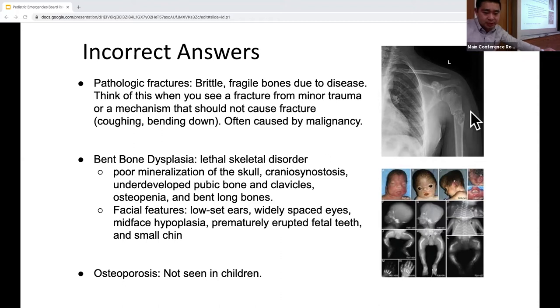Bent bone dysplasia, pretty uncommon, not too much to know about it, I think, but it can cause cranial synostosis. So that's premature fusing of your suture lines. You can have osteopenia, some facial features like low set ears, wide spaced eyes, very syndromic looking physiology. And then osteoporosis, generally you're not going to see this in children. So that's probably an unlikely answer if you see a kid with multiple fractures.